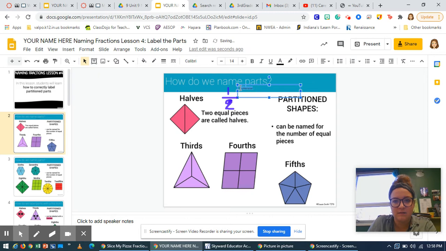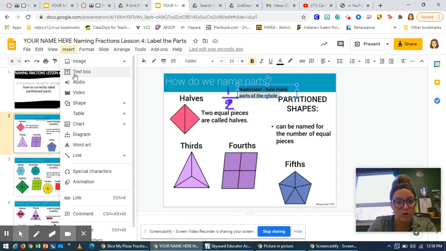And the numerator, I'm going to write that word, numerator, is the top number and it names the pieces. So the numerator tells how many parts of the whole. So if we're looking at the fraction 1/2, that tells us that there is one part out of the whole. So the numerator tells you how many parts of the whole.